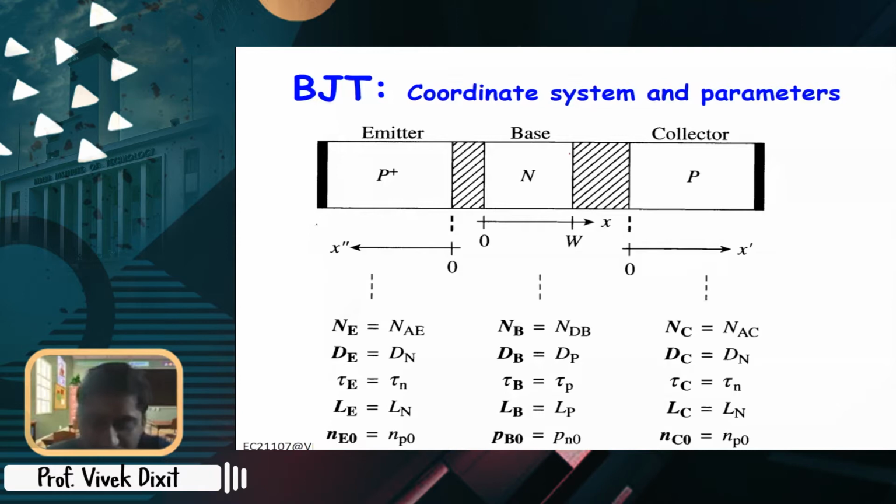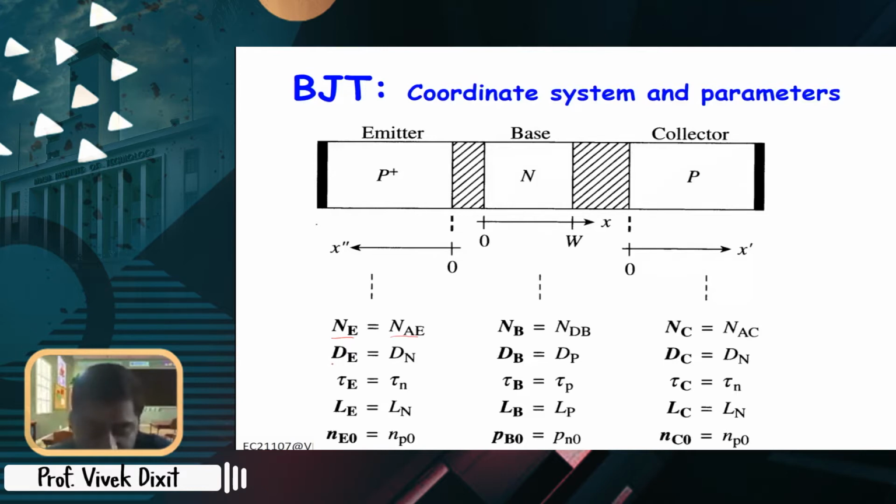P plus emitter, N type base, and P type collector. And some notations are given here. Ne is the doping concentration of the emitter. This doping is acceptor type, so it is Na in the emitter. We will use the smaller notation. So Ne is acceptor doping in the emitter. Similarly, Nb is donor doping in the base, and Nc is acceptor doping in the collector.